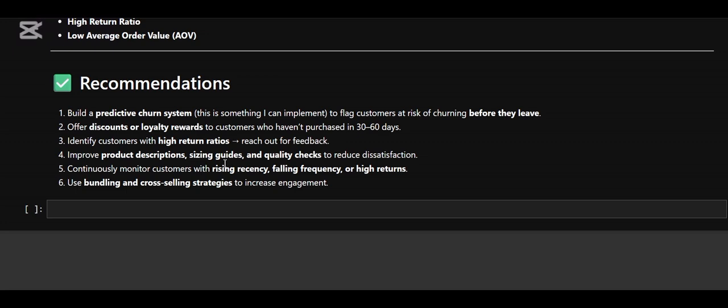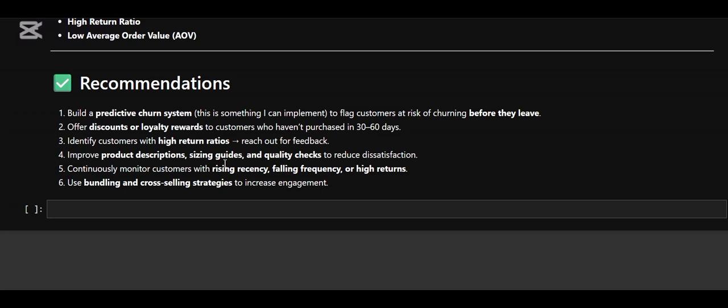Number 3 is to identify customers with high return ratios. We want to know why they are returning. Is it because they have trust issues? Is it because they are not satisfied? We need to know why, so that we can reduce that and then reduce the churning from their end.